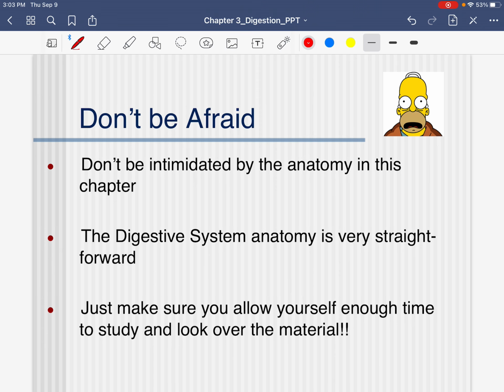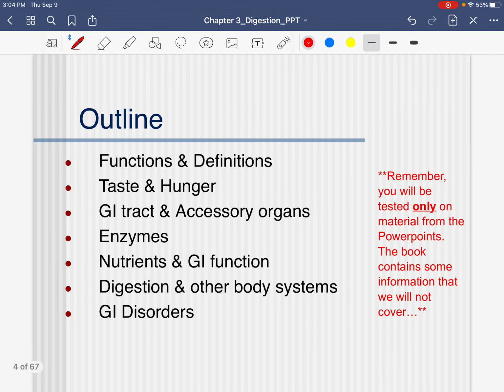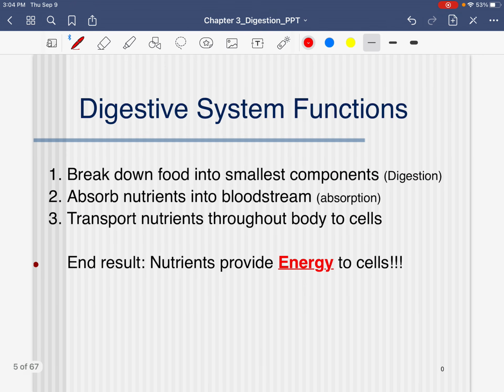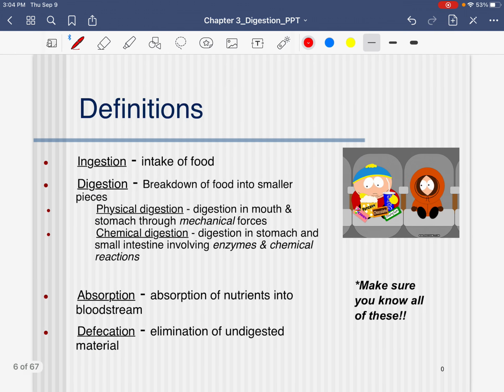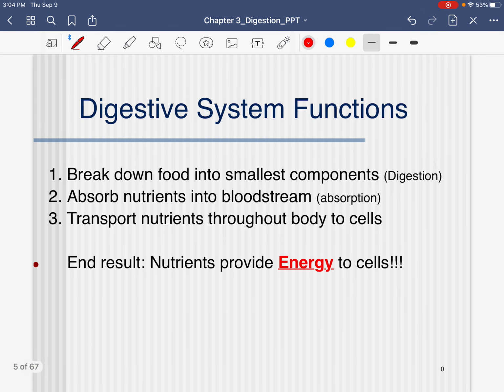All right, don't be intimidated. Mostly, we're just going to go through the GI tract. And then for each organ, we'll give a basic structure and a basic function. Here's our outline. A couple definitions first, then we get into the GI tract, and then some odds and ends. Here we go.